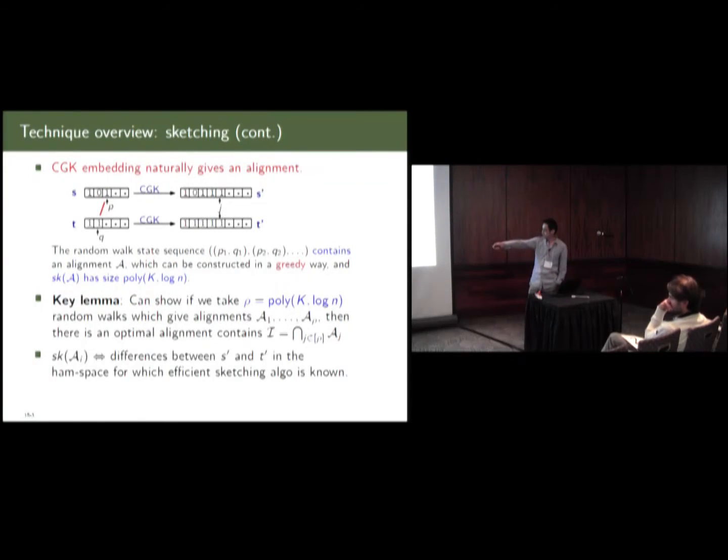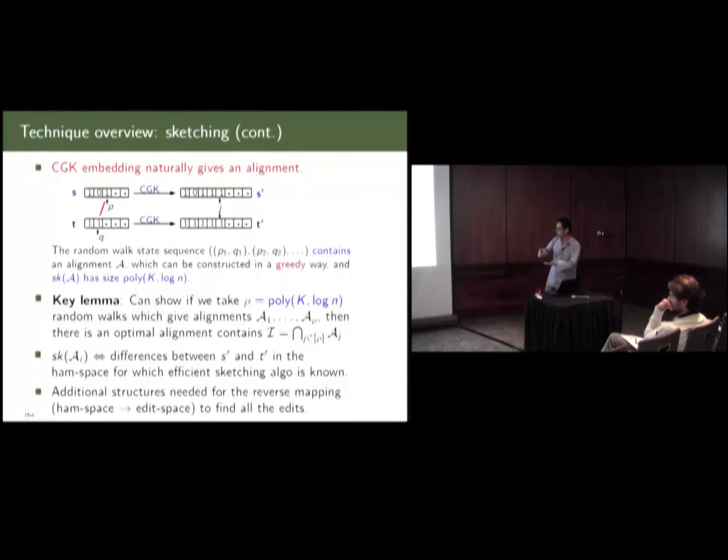Okay? So this sketch can be reconstructed at the referee side because it corresponds to the difference of S prime and T prime. This is after CGK embedding of the original strings into the Hamming space, and for Hamming sketching, we know how to do it. And we need some additional structure to do the reverse mapping, going back to the edit space to find all the edits, but that's just a cleanup step. Okay. So that's basically everything about sketching.